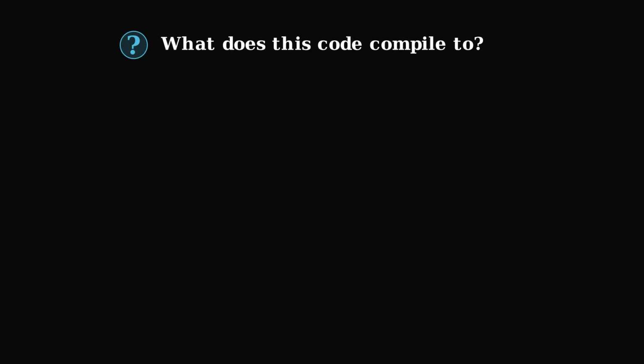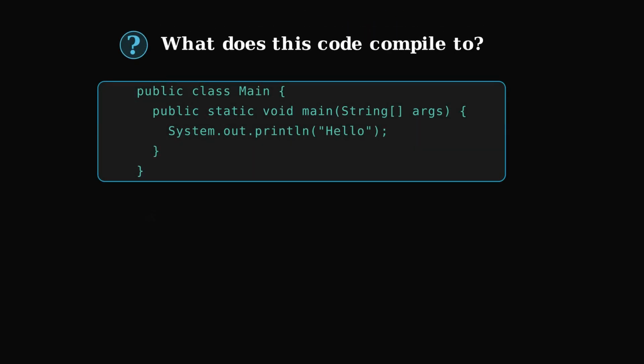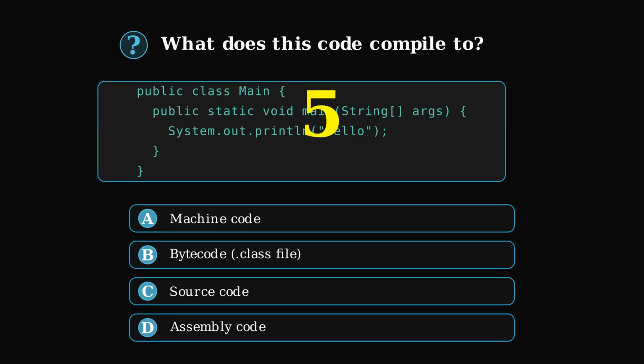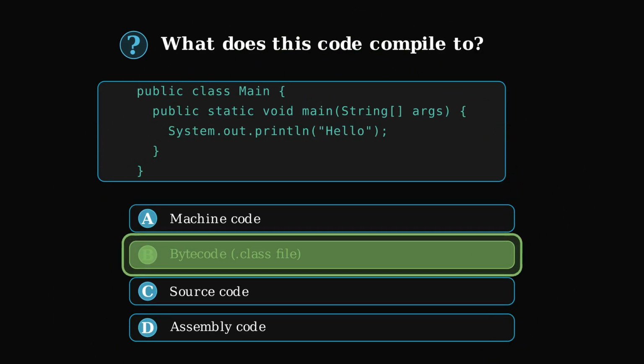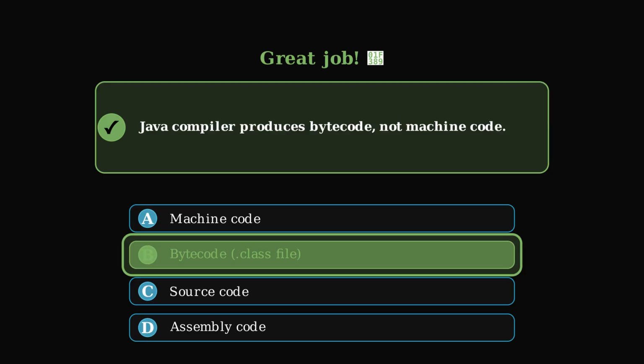What does this code compile to? Which one is correct? The correct answer is Java compiler produces bytecode, not machine code.